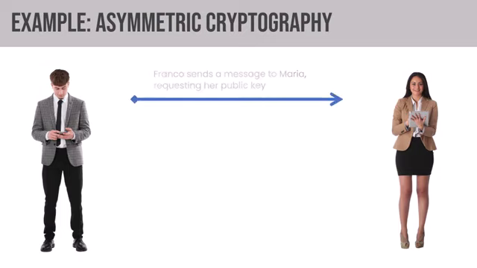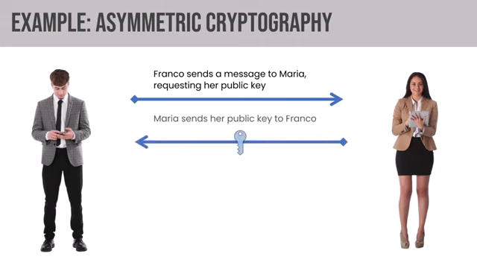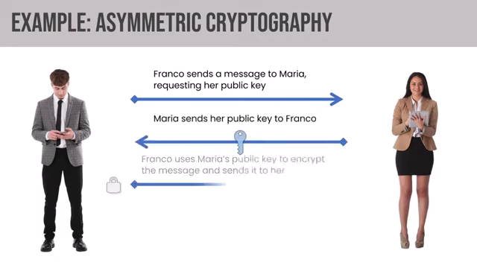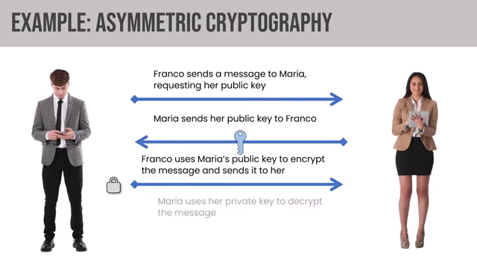So we have Franco, who sends a message to Maria requesting her public key. Maria sends her public key to Franco. He then uses Maria's public key to encrypt the message and sends it to her. Maria uses her own private key to decrypt the message. Because that private key is unshared, and that is the only key that can decrypt the message that was encrypted with Maria's public key, we know that only Maria will be able to decrypt that message, assuming she has kept her private key private.